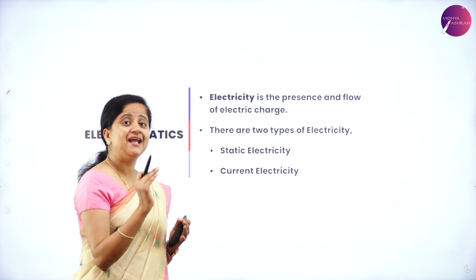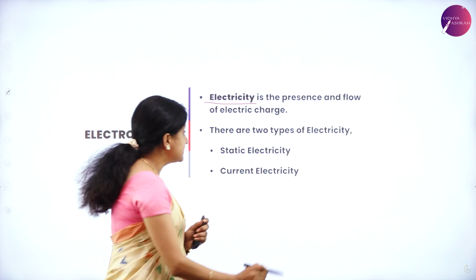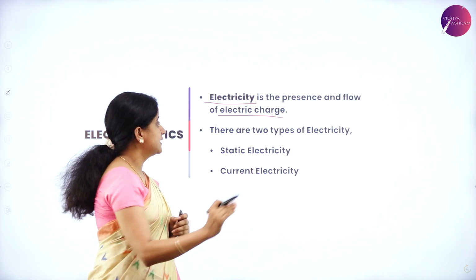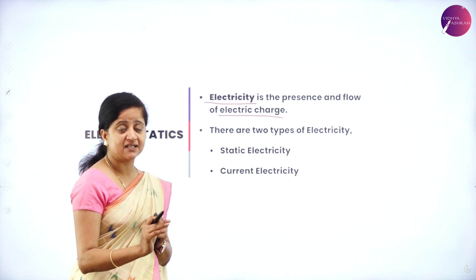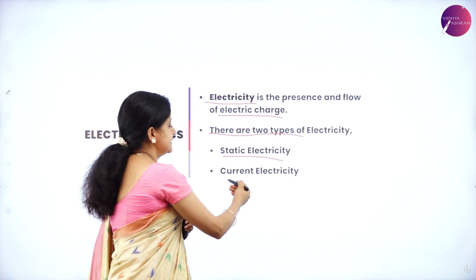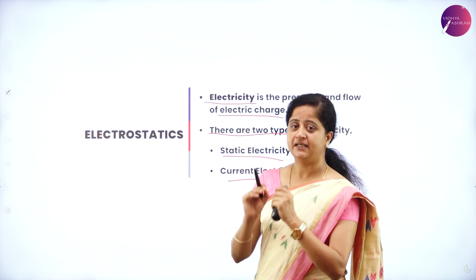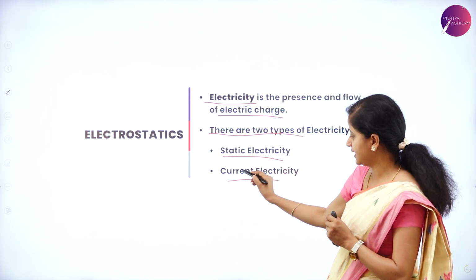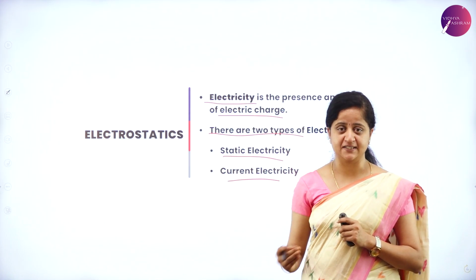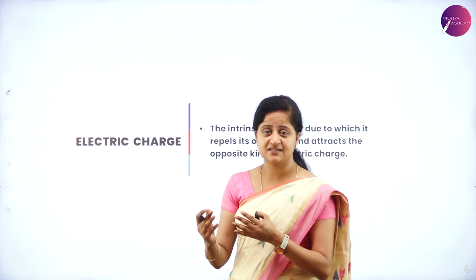Let us now define electricity. What do you mean by electricity? It is the presence and the flow of electric charge. So, electricity is the presence of electric charge, and the two types of electricity are static electricity and current electricity. Static electricity is the electricity due to charges at rest, and current electricity is the electricity due to the flow of charges, due to the motion of charges.